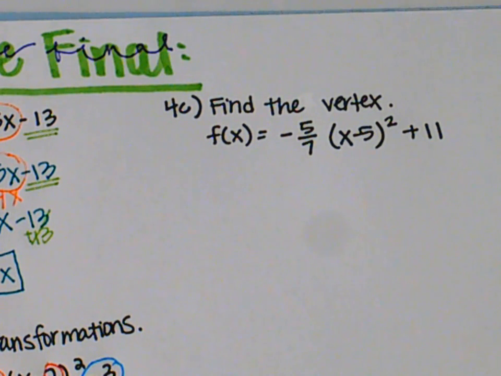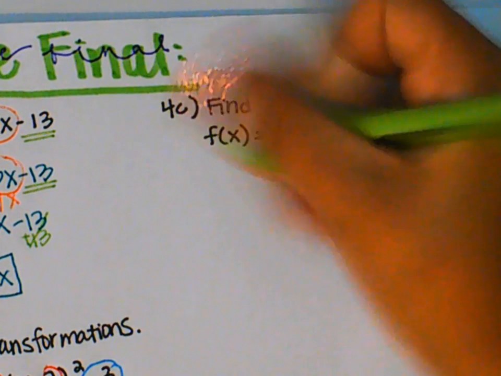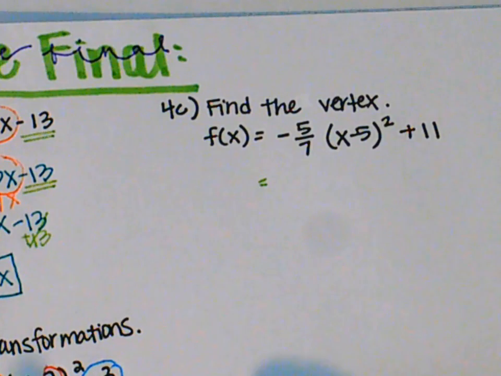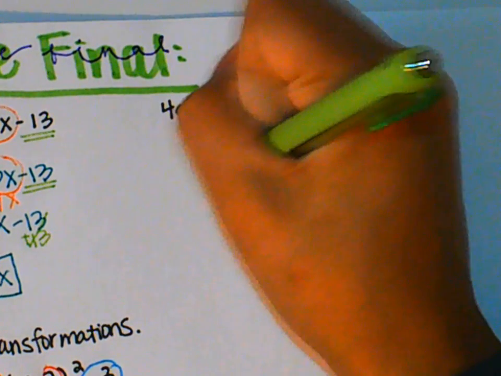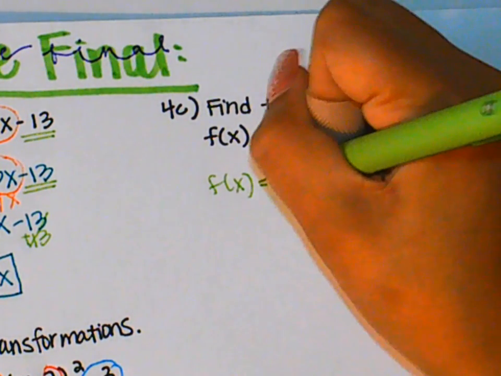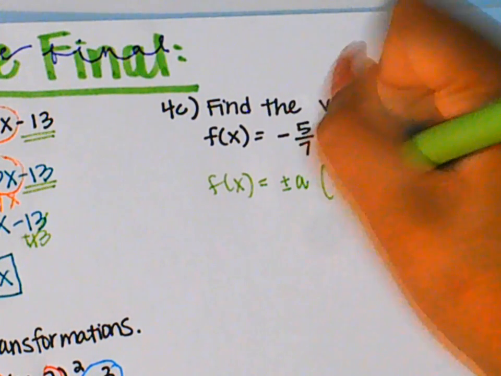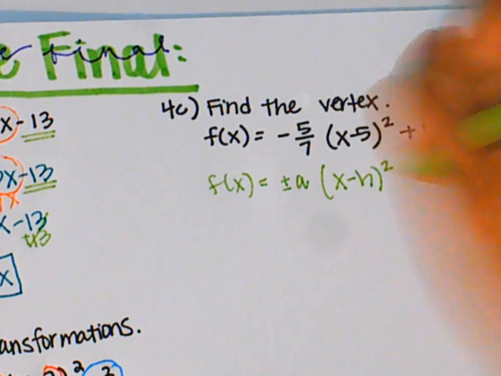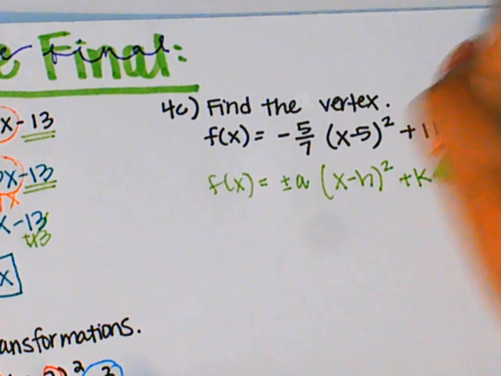Okay, now we're going to be talking about finding the vertex. This was more of chapter 2, I'm sorry. When we look at this, it looks a little bit complicated because we have a negative, we have a fraction, we have an 11. Those are really big numbers. But I want to bring you back to our general form of vertex form. So that is f of x is plus or minus a x minus h squared plus k.